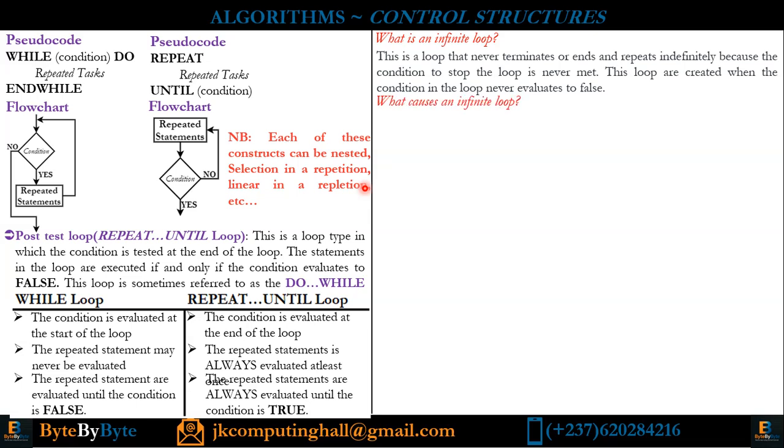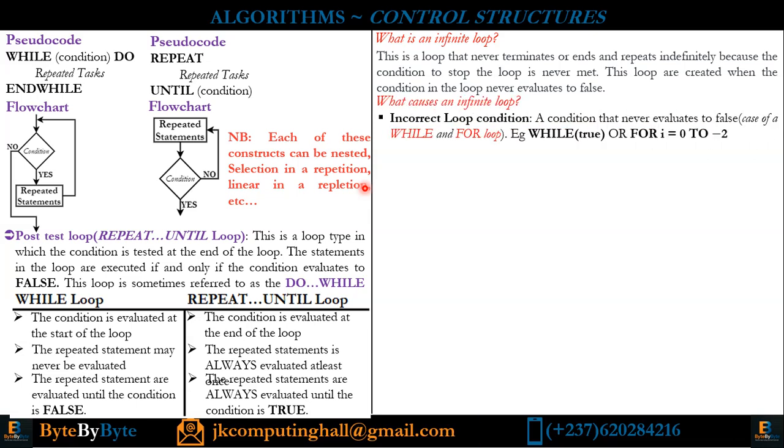Okay, what causes an infinite loop? It can either be an incorrect loop condition, that is a condition that never evaluates to false. If you take the case of a while or a for loop, if I say while true, because remember that at this level, if my condition is true, I keep on repeating. So if I say while, inside here I have true, is true equal to true? Yes, so you will never stop. So these are some of the conditions that make a loop infinite.